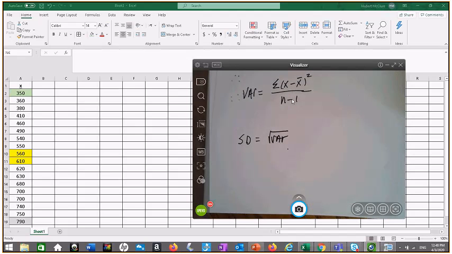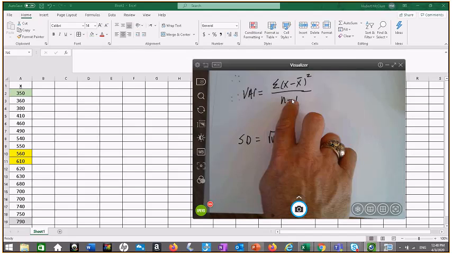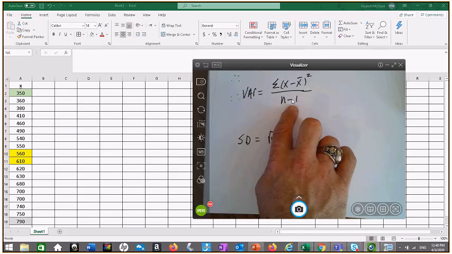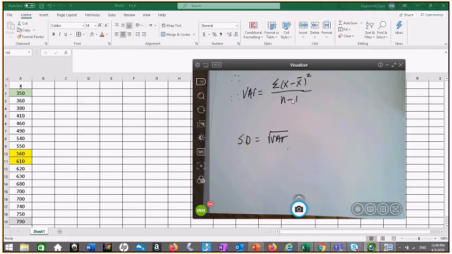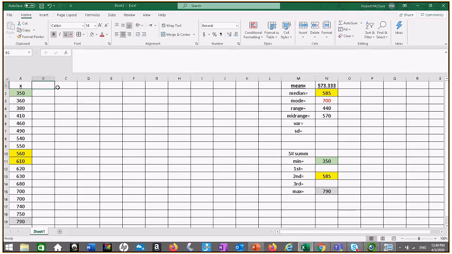So you have to make sure you understand this formula. And again, I did like 3 or 4 problems in the videos where we found the variance. So I used the Excel spreadsheet. We've got to take the mean away from each x. That's the first thing we got to do. So I'm going to call this first column x minus x bar. So I'm going to take the 350 and I'm going to subtract that 573.